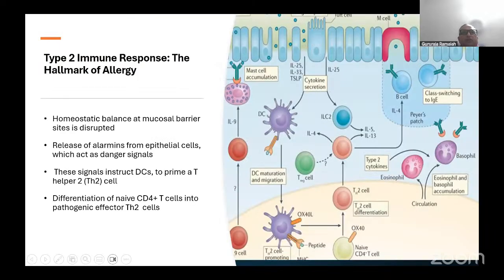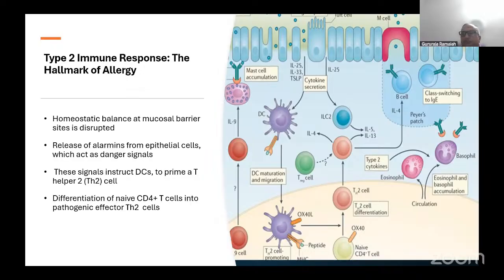So next, basically, it is the type 2 immune response. It's the hallmark of allergy. The pathway to allergic disease begins when the homeostatic balance in the mucosal barrier is disrupted, and perturbation in the gut or the skin barrier can trigger a release of alarmins, which I discussed earlier, which act as danger signals, chemical sirens to induce the immune system. These signals instruct antigen-presenting cells to prime Th2 cells and to produce food allergy.